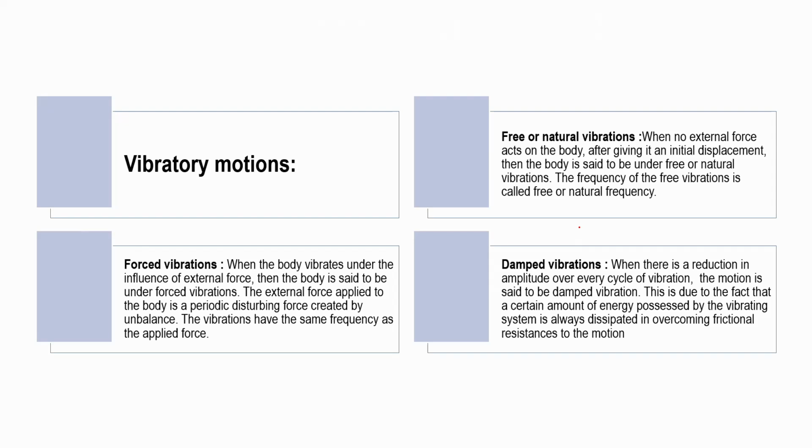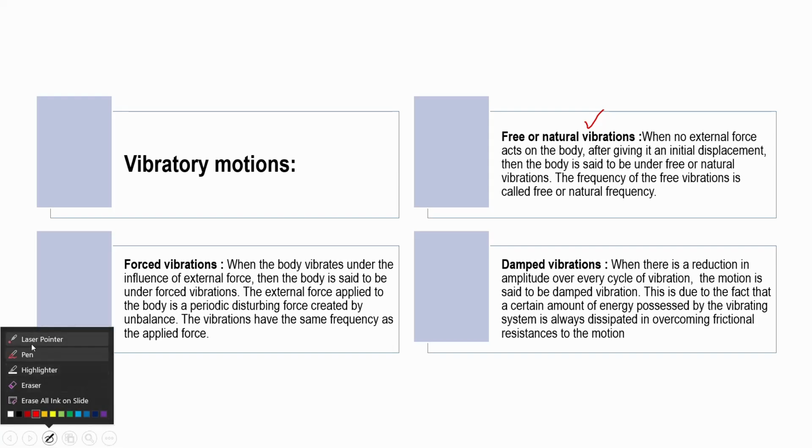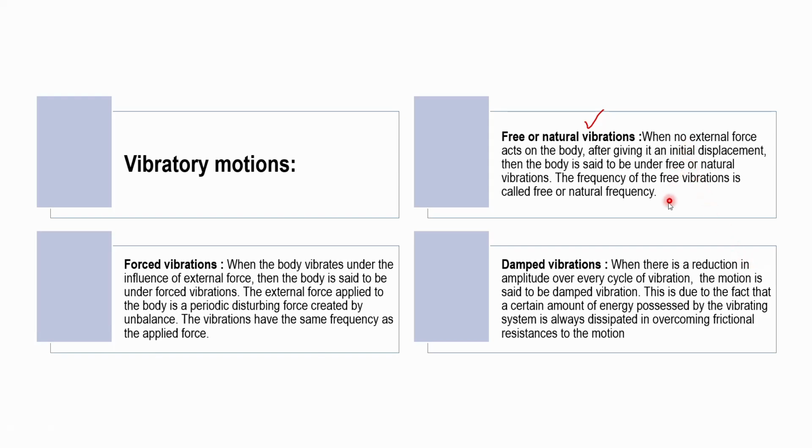Now there are various types of vibratory motion. One is the forced vibration, then free or natural vibration, and damped vibration. First we'll start with the natural vibration and then we'll go for the forced vibration. In case of the natural vibration, there is no external force acting on the system. For example, our heart, it is vibrating with some frequency of vibration, and that is the natural frequency of vibration. Then in case of the forced vibration, we have some external forces which are acting on the body and they are causing the vibration in the body.